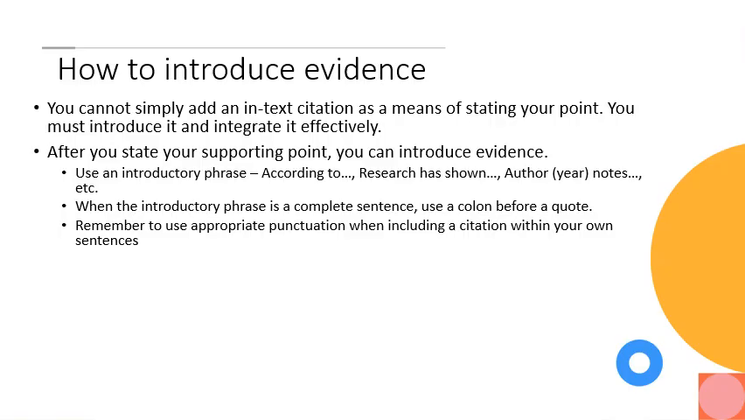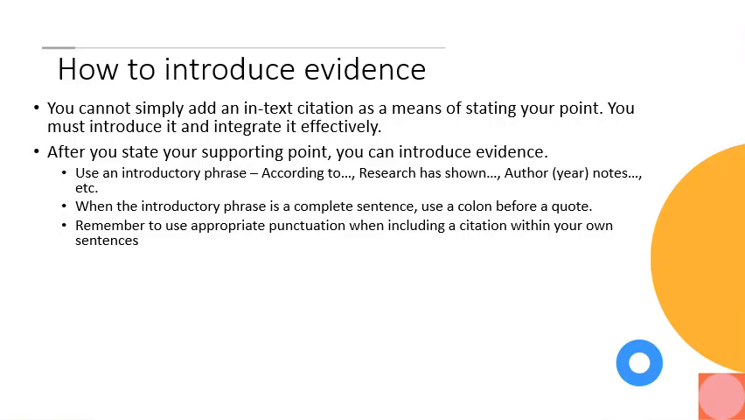So after you state what your supporting point is, then you can introduce your evidence. Make sure you're using some kind of introductory phrase like according to, research has shown. You can use your narrative style citation followed by a reporting verb like the author, with the year, notes, suggests, argues, etc. Then you give the information. If your introductory phrase is a complete sentence, you can then use a colon to introduce a quote if you're going to use a quote.